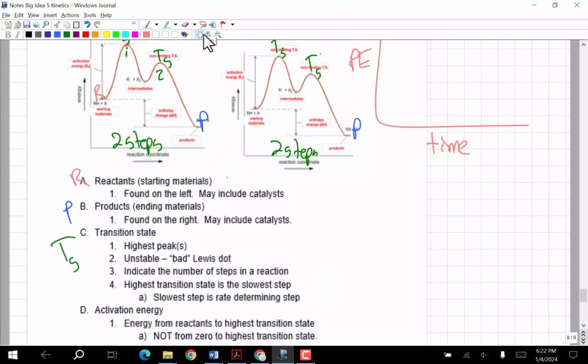So here we go. So this would be my activation energy. This is EA. I should change color. I'll change the color. Why? Because I am color gifted. EA. Okay? EA. Okay.